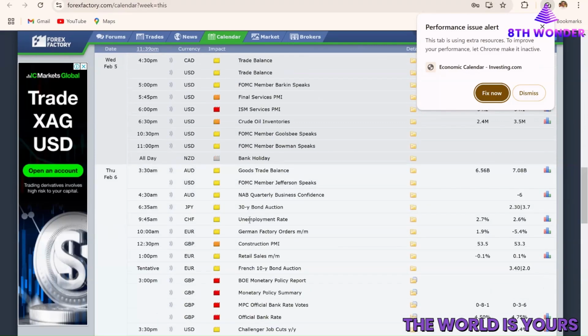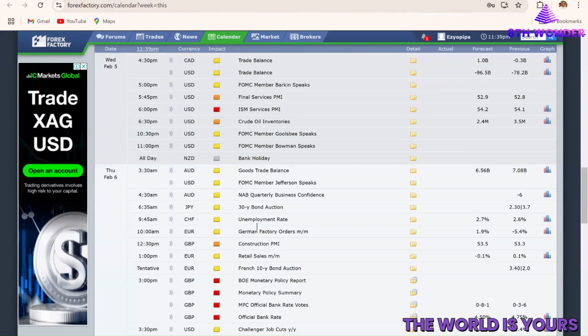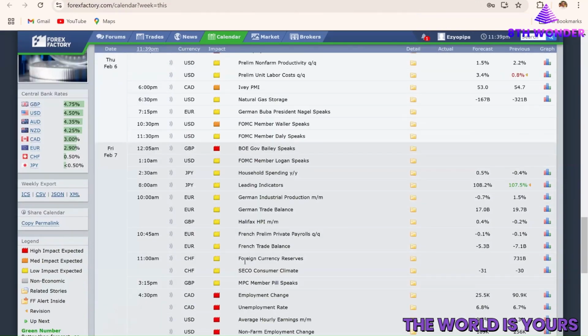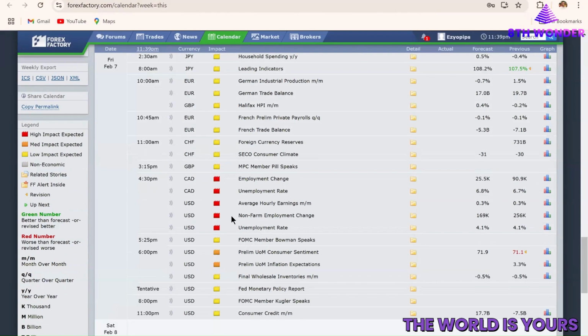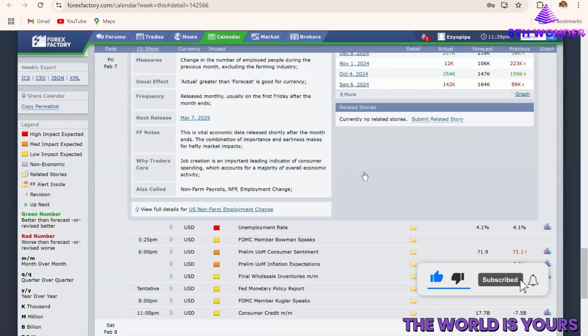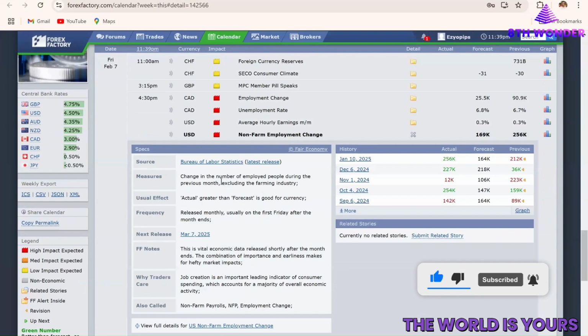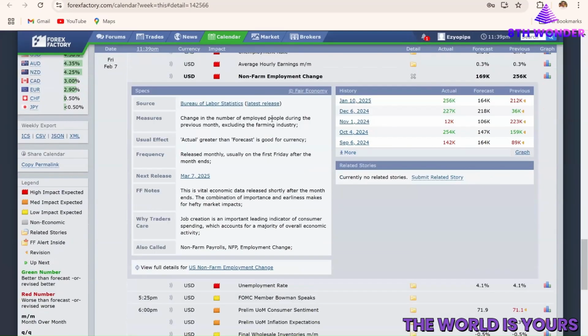A lot of people who have been in trading might have come across a few terminologies, like this week we have what they call NFP. I don't know if you guys have come across something like that. NFP is a macroeconomic indicator, which we have its definition here. This is a change in the number of employed people during the previous month, excluding the farming industry. It's called NFP, and the full name of NFP is non-farm payrolls.